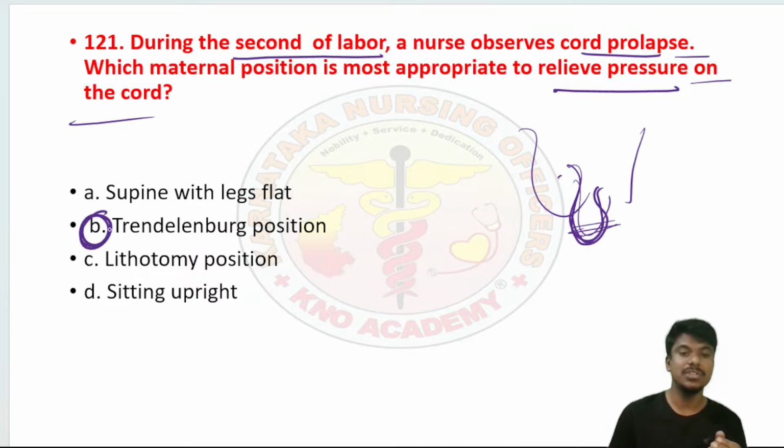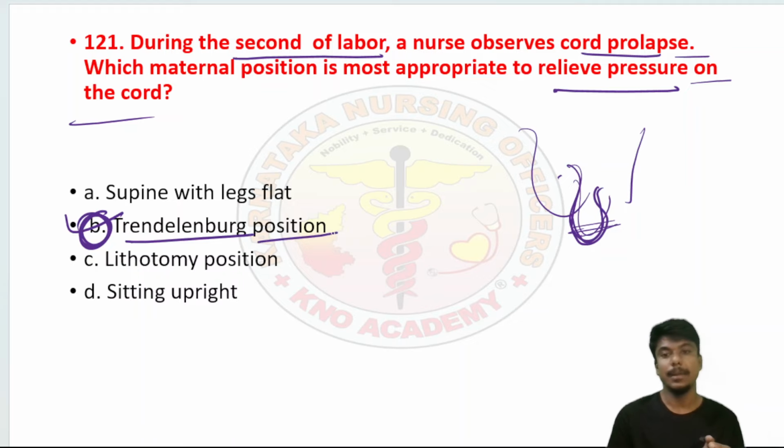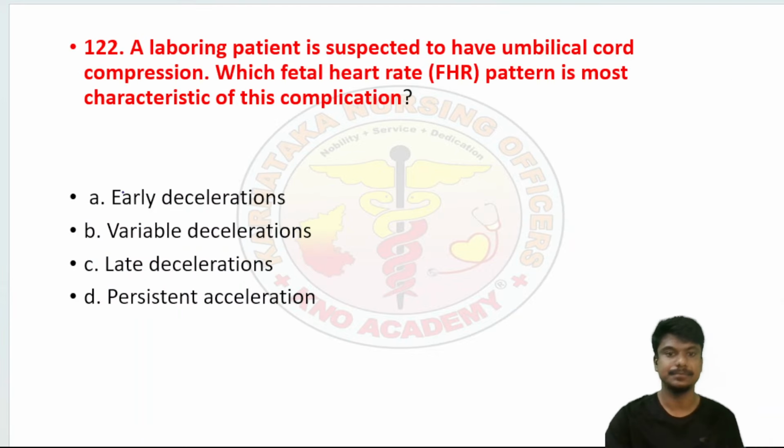So Trendelenburg position is the best for cord prolapse patients. So option number B is the right answer.